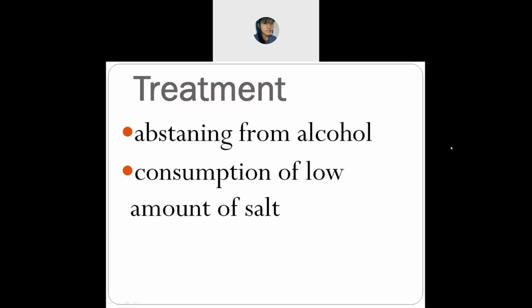Understand? And they should not have junk foods because they contain a large amount of salt. That's why it usually occurs. This ascites occurs because of a high amount of salt, so they should consume a low amount of salt in the diet. Okay.